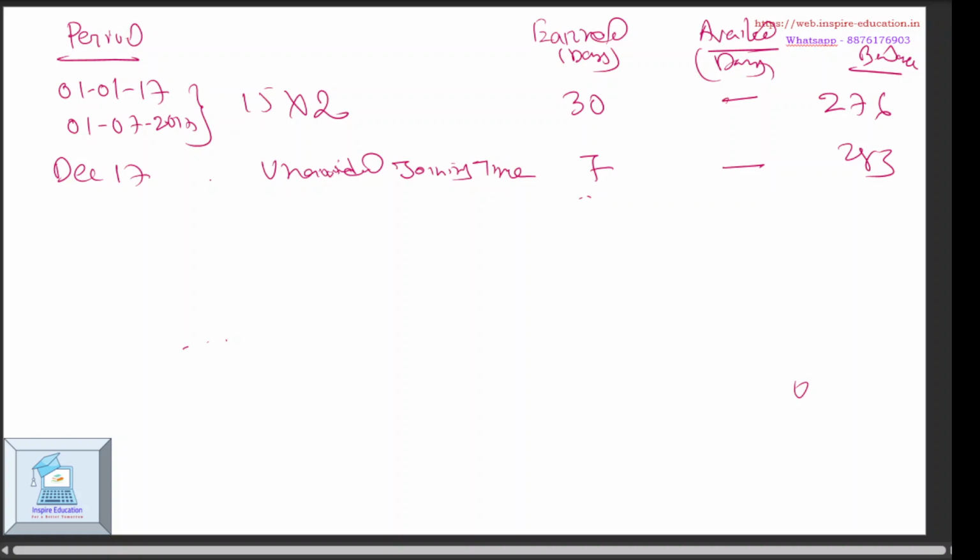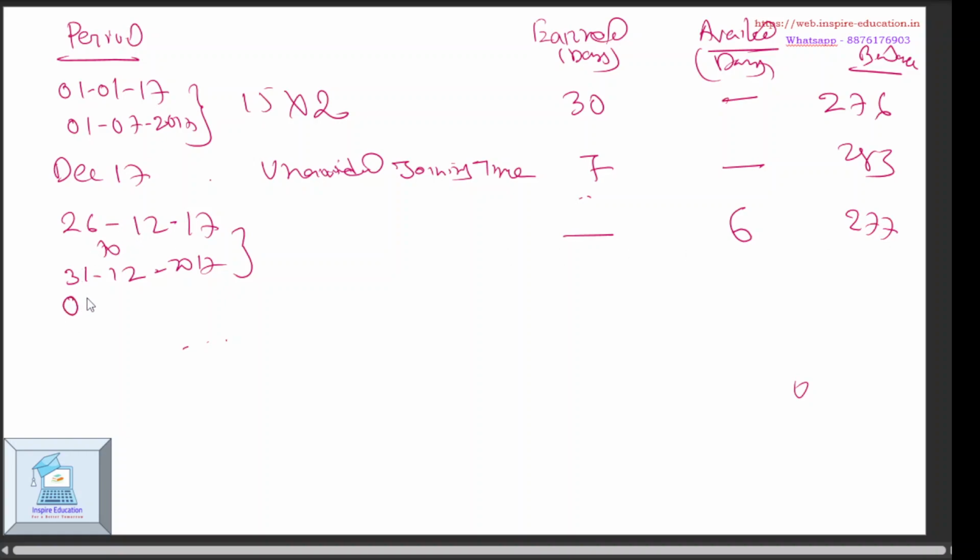After that, he has taken EL from 26/12/17 to 7/1/2018. But on 1/1/2018, means January 2018, 15 days will be credited. So we'll split the period. We'll write like this: 26/12/17 up to the last day of the month, 31/12/2017. So it will be 6 days. He is availing 6 days, so we'll deduct, it will be 277 days.